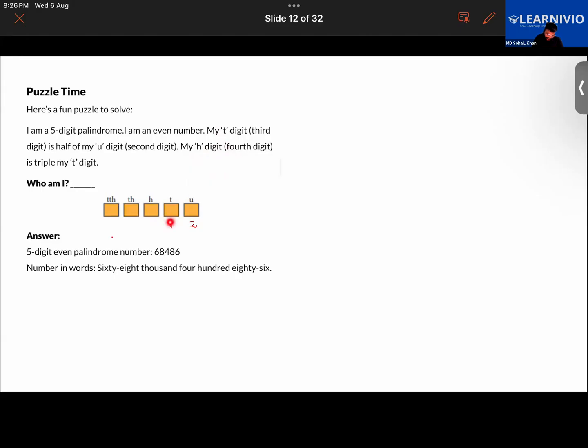It's half of my U digit. My H digit here is triple my T digit. It's triple my T digit, so it will be 3. Obviously from this side it's going to be 2 and 1. So 2, 1, 3, 1, 2 could be the answer. Got it or not? So that's the question. You got the answer? You understood it? Okay, good. Yes, you can write it down in your textbook.